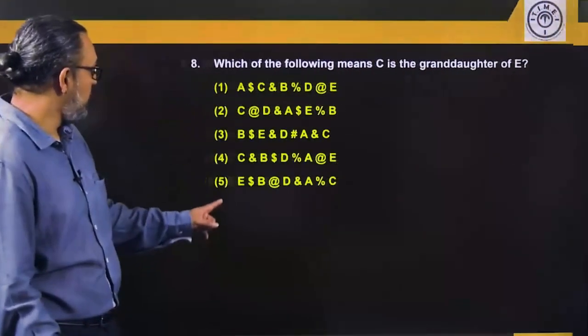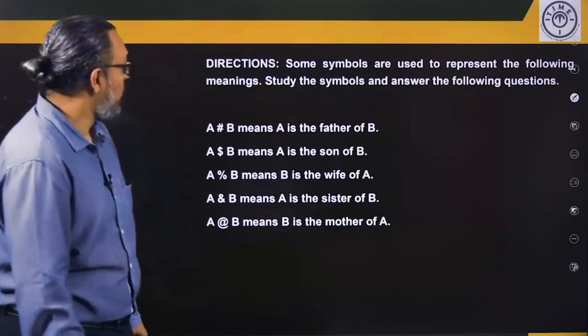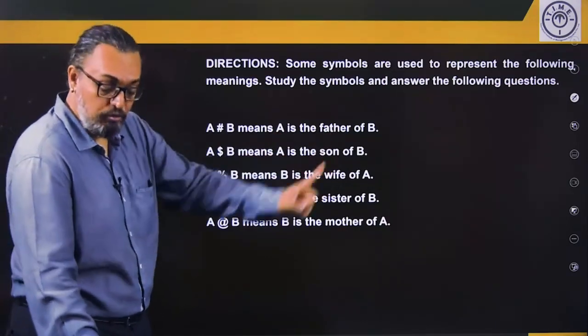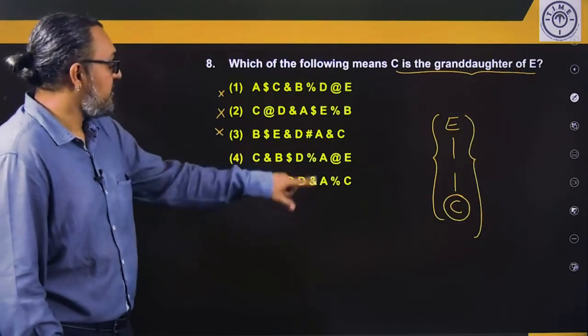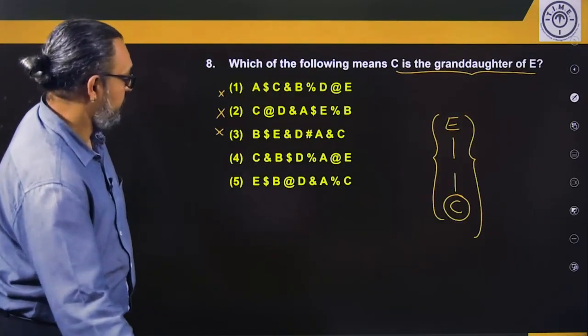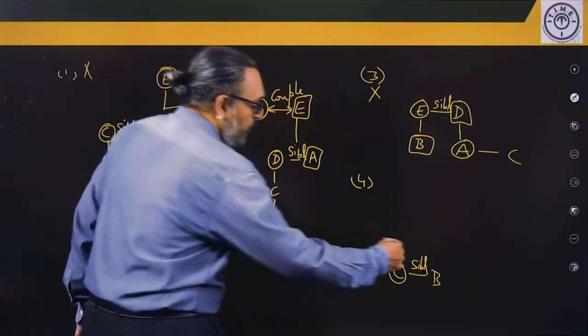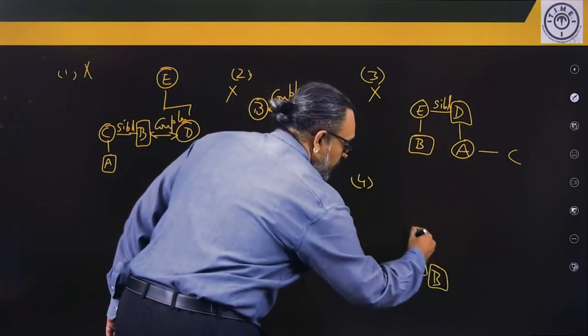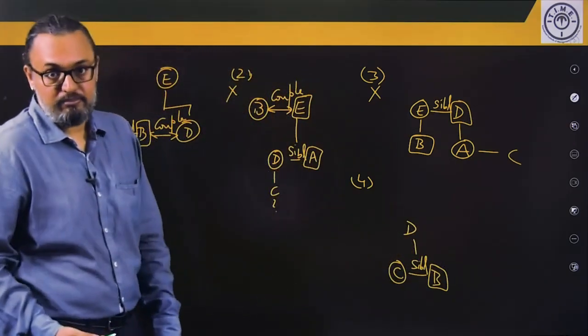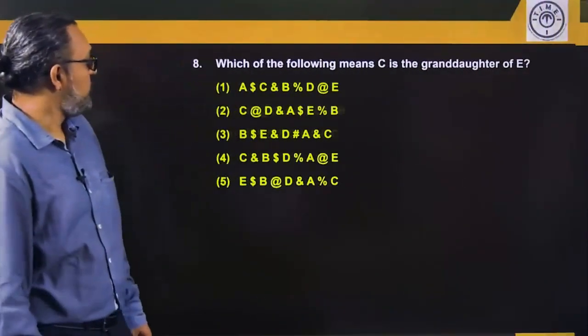Correct? Then what else? We have B dollar D. So what does dollar mean? Son, again in the forward direction. So B is a son to D. So they both are children of D. Correct? Then what else we have?